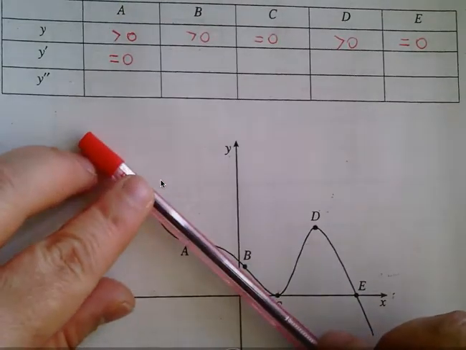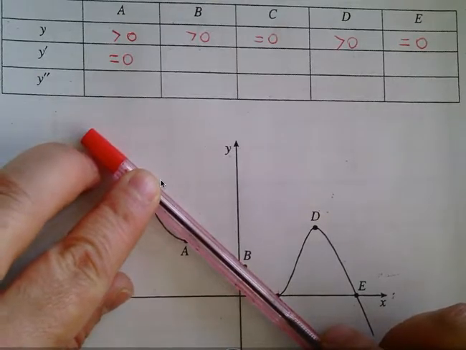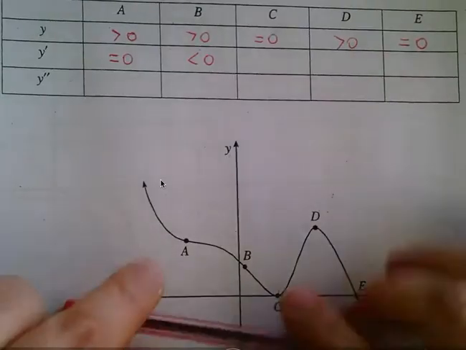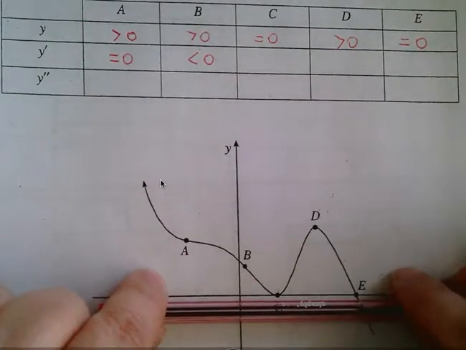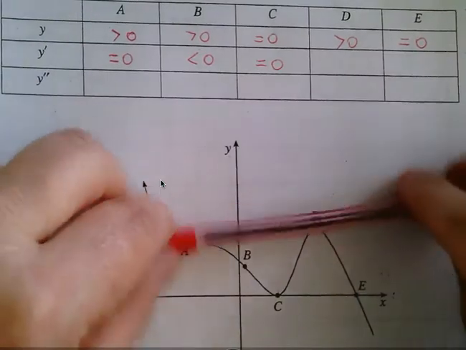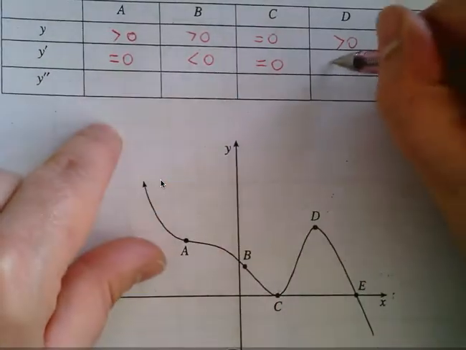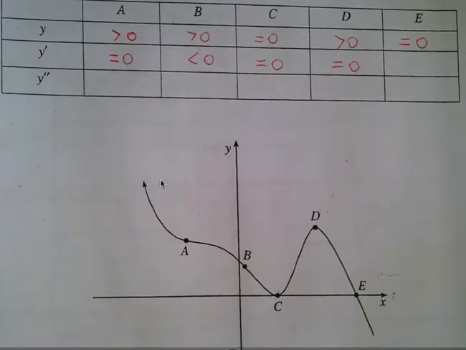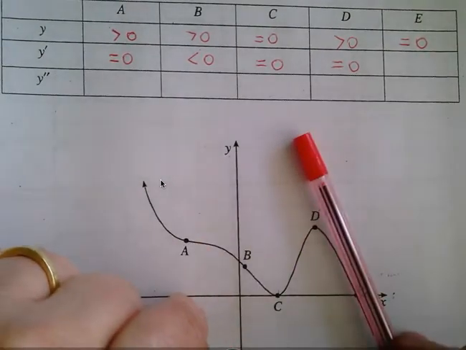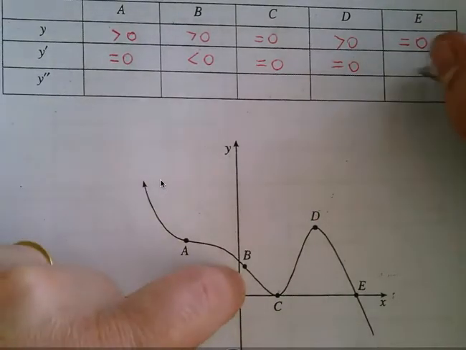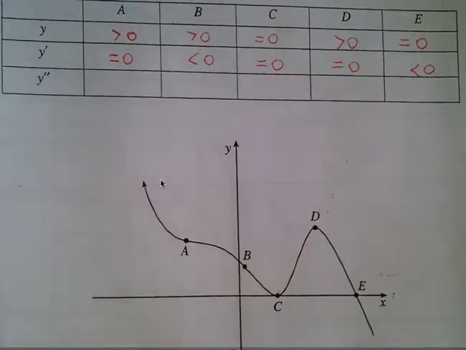What about at B? Tell me about the gradient. Negative. So at B, y dash, the gradient's negative. At C, the gradient's 0. We okay with this? At D, the gradient's 0. So anywhere where the gradient is 0, that gives us our stationary points. Remember, for stationary points, y dash equals 0. And at E, the gradient is negative. I can put negative. Do you think I should write negative instead of less than 0?